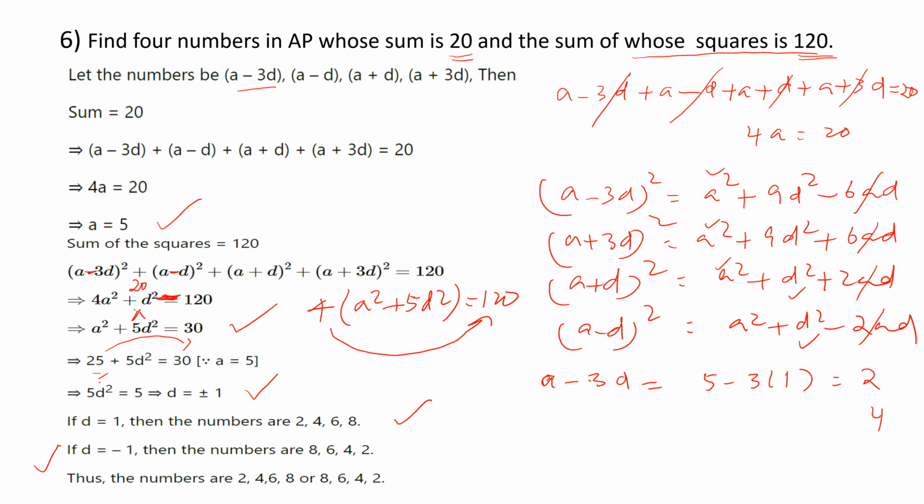And if you take d equal to minus 1, then you will get the reverse order, because when you substitute the value of d as minus 1, a minus 3d is 5 minus 3 into minus 1. So 5 plus 3 is 8. Next number is a minus d, 6, 4 and 2. So the numbers are, either you can write as 2, 4, 6, 8 or 8, 6, 4, 2.